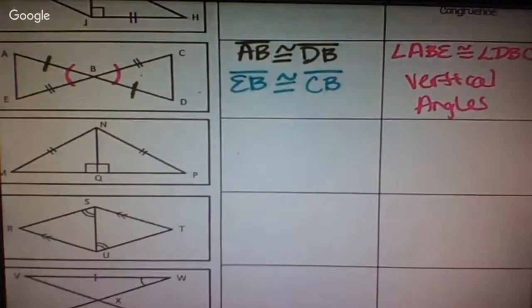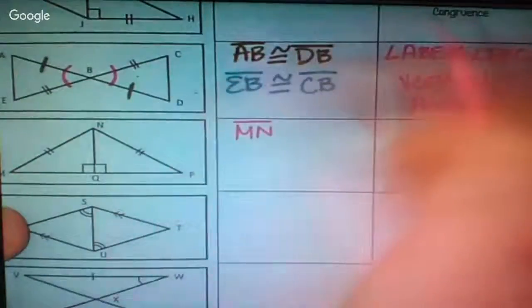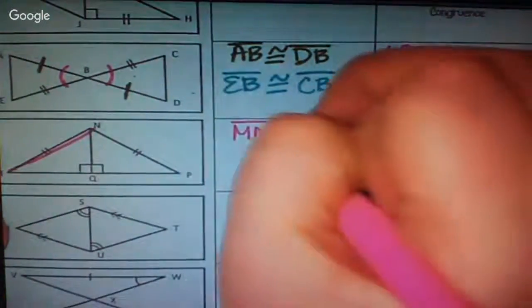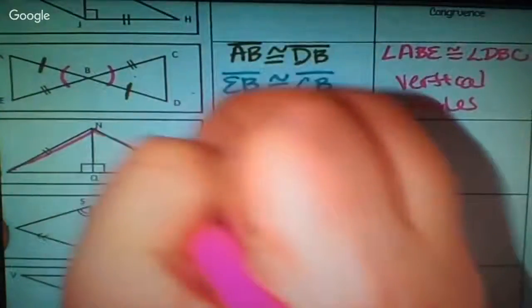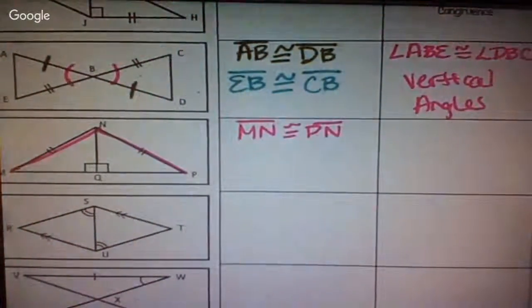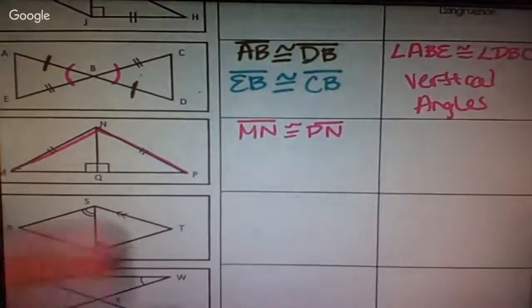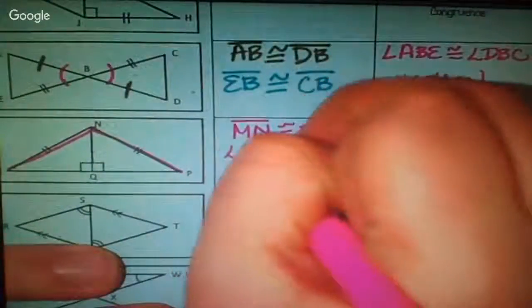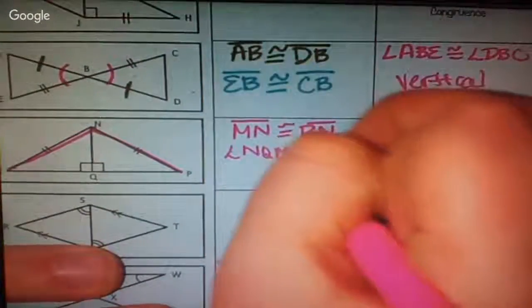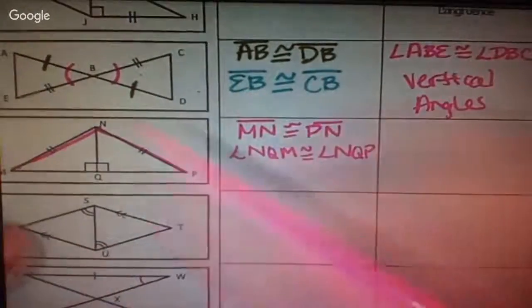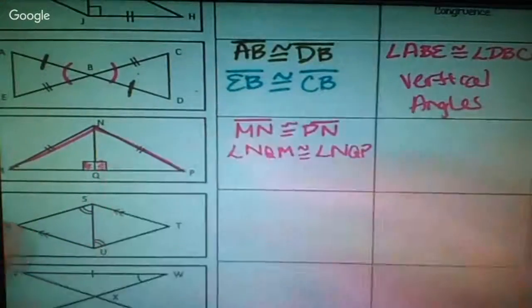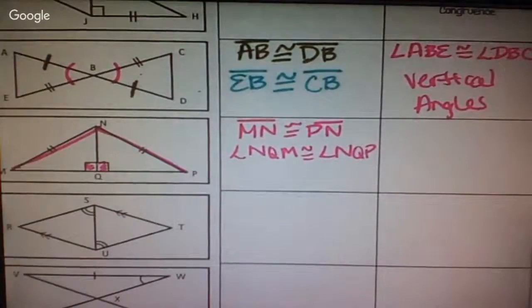Okay. In this one, the two pieces of information that they give us is MN, so side MN is congruent to side PN. So these two sides are the same. And they also tell us that angle NQM is congruent to angle NQP. Those are your right angles here and here. So they tell us that's congruent.